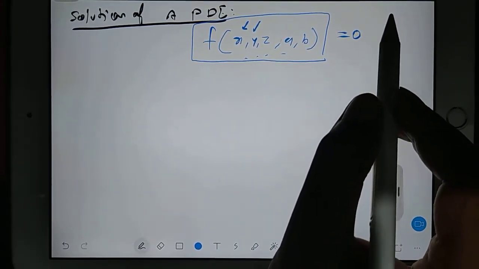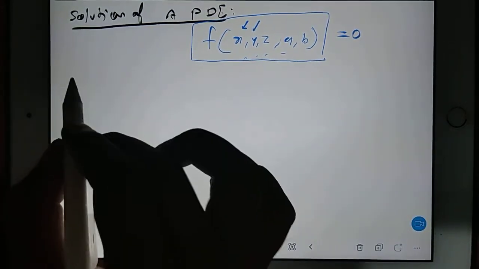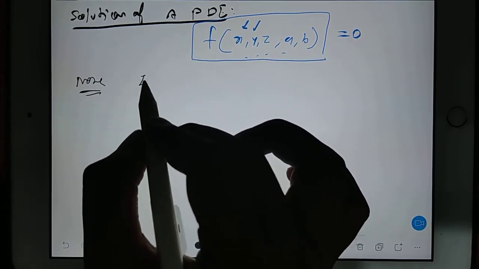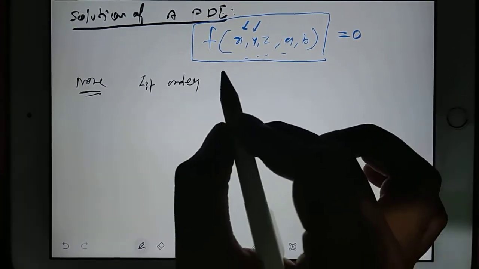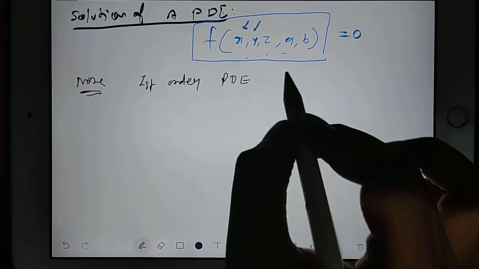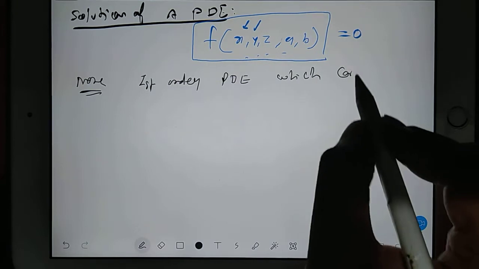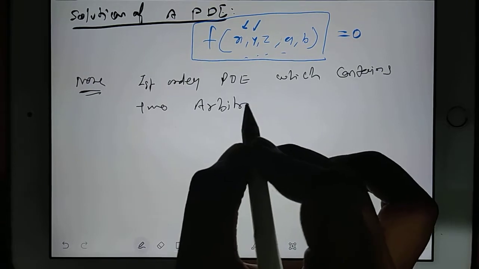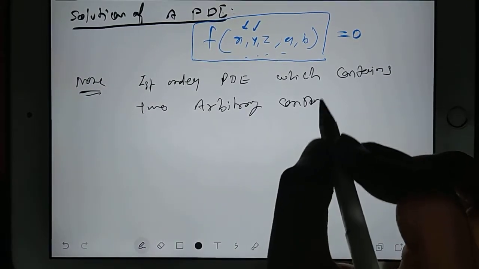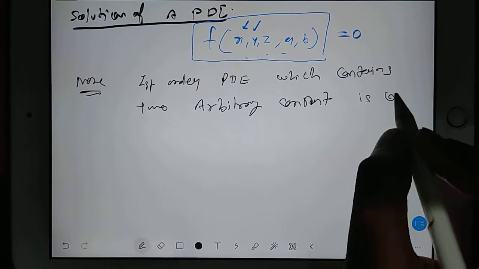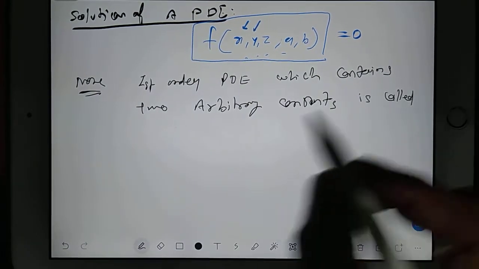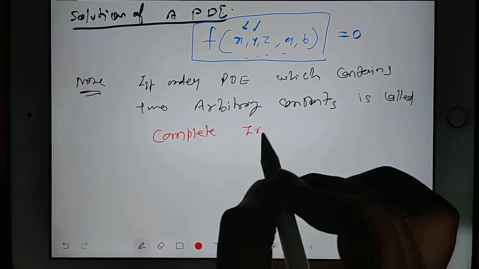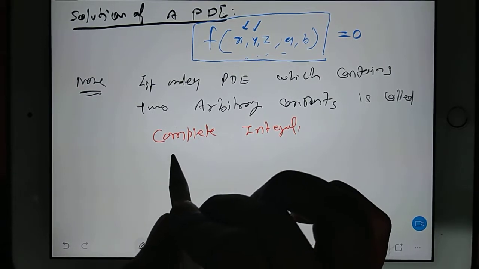Here one note you have to write. Note: a first order partial differential equation which contains two arbitrary constants is called a complete integral. Complete integral.